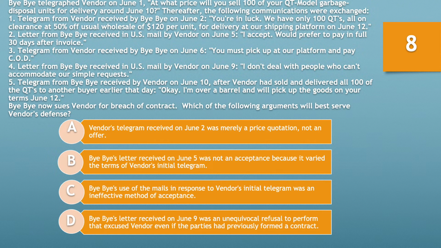A. Vendor's telegram received on June 2nd was merely a price quotation, not an offer. B. Bye-bye's letter received on June 5th was not an acceptance because it varied the terms of vendor's initial telegram. C. Bye-bye's use of the mails in response to vendor's initial telegram was an ineffective method of acceptance. D. Bye-bye's letter received on June 9th was an unequivocal refusal to perform that excused vendor even if the parties had previously formed a contract. Take 10 seconds and choose the best option now.